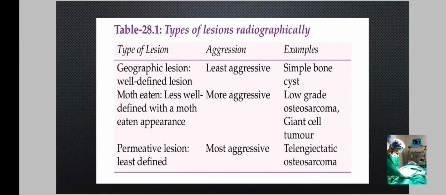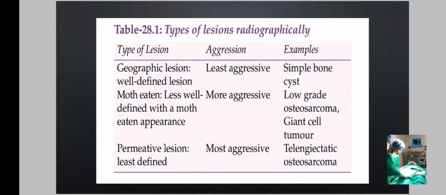The second one is moth eaten. Like the larva of the moth eats some leaves of some trees, so these are less well differentiated with a moth eaten appearance. These are slightly more aggressive than the previous ones. So you can say the giant cell tumor or some cases of low grade osteosarcoma come under this category.